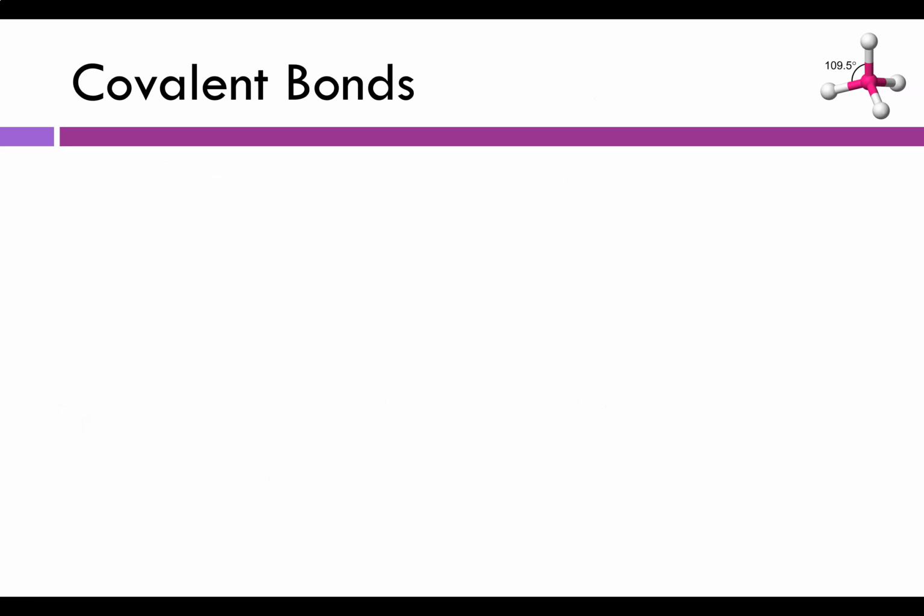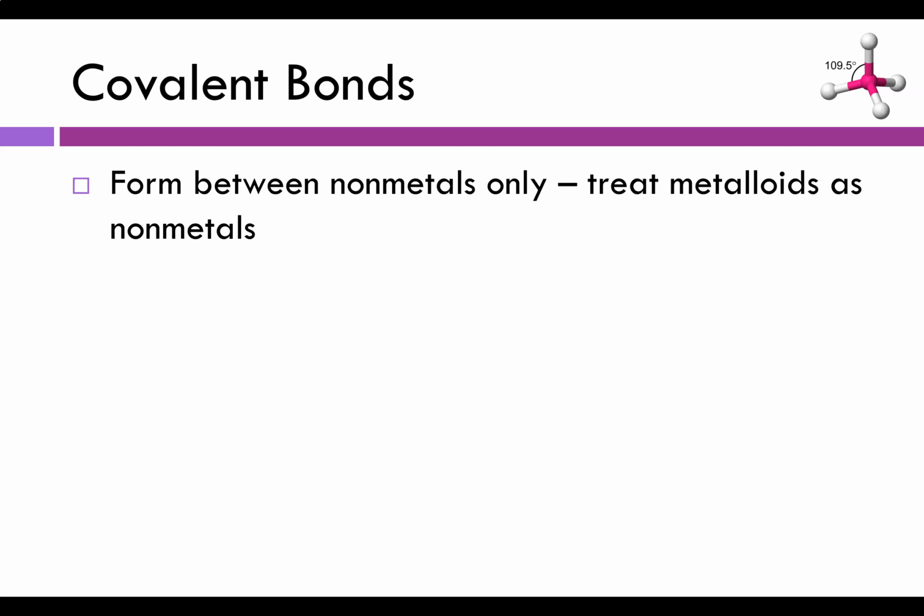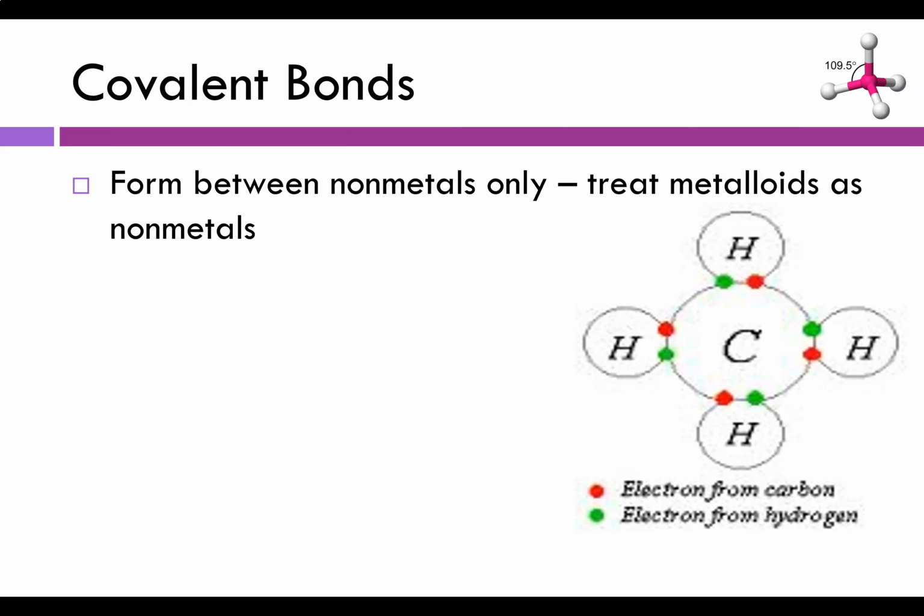Let's get started. Covalent bonds. Covalent bonds are going to form between nonmetals only, and for our purposes, we're going to treat metalloids as nonmetals as well. So elements like boron and silicon, for example, are more nonmetallic in nature, and when they bond with nonmetals, they're going to behave as nonmetals.